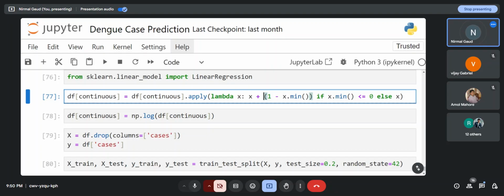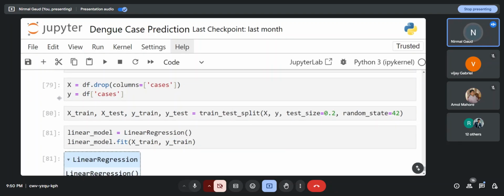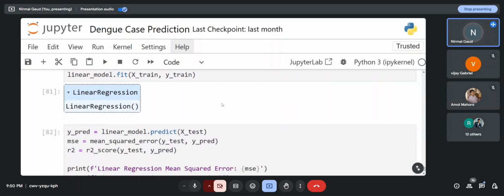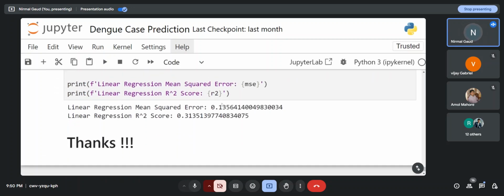Okay, so I applied log transformation over the continuous features and then I dropped the cases. I took cases on the y axis, I did a train test split, I used linear regression, and this is what I got. Error is 0.13. See, the lowest of the lowest error I got, 0.13. The rest all were showing 0.5, 0.6, but in linear regression I got 0.13. Therefore, linear regression is the best algorithm which can be used to predict the dengue cases.